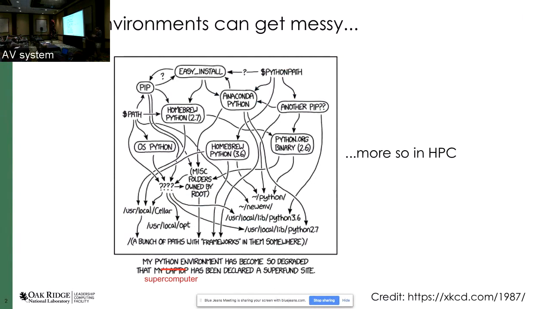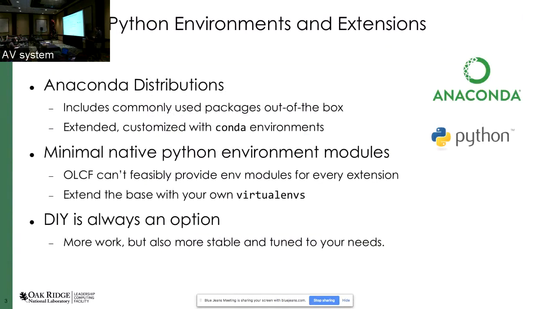This is a disturbingly convoluted yet common and often broken example of what can happen to a Python environment. So our main goal in what we provide in terms of Python interpreters and extensions is to minimize our influence in turning your Python environments into something that looks like this. And so to begin, I'll cover what we're providing on Summit and Ascent and Peak.